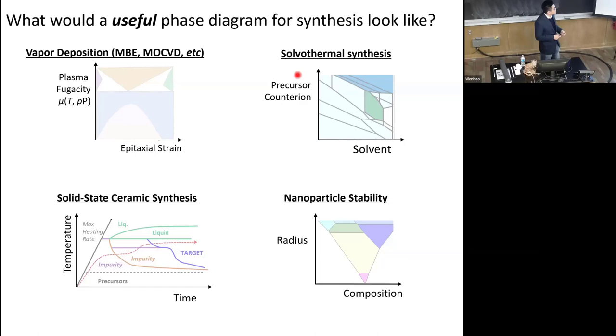I control the temperature of the reaction, and I control how much time the reaction goes for before I take it out of the reaction chamber. We all know that at the nanoscale, nanoparticles can sometimes have different miscibility and polymorphs than the bulk equilibrium phase. And so maybe we want a phase diagram that has radius as one of these axes.